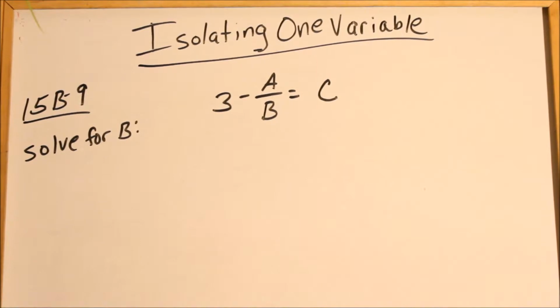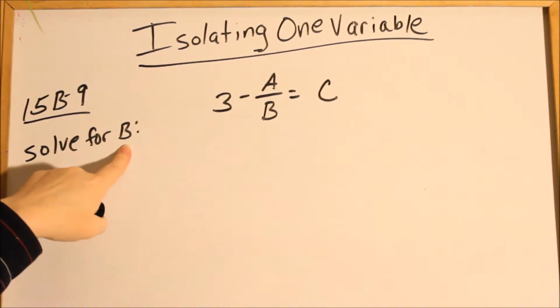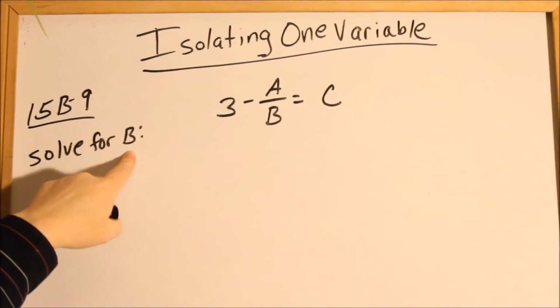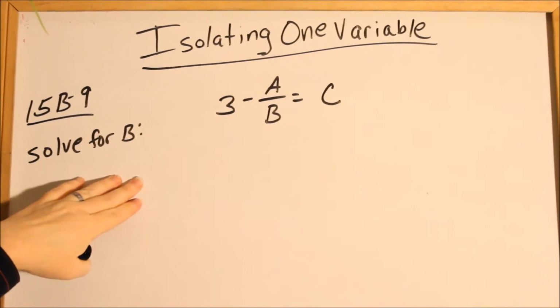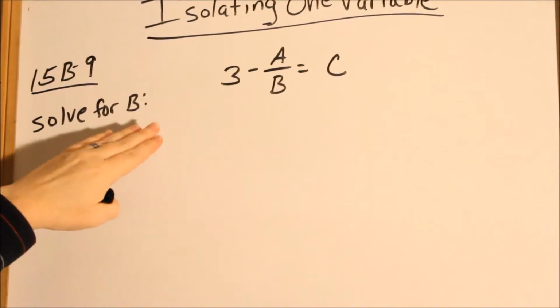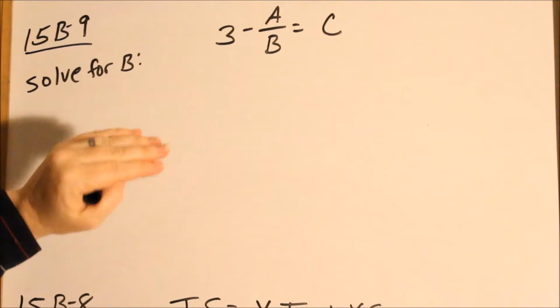Okay, let's look at 15b9. We're solving for b. I just want to say that there is no one way to do these problems. It's not like you say, do this step, now do this step, now do this step.